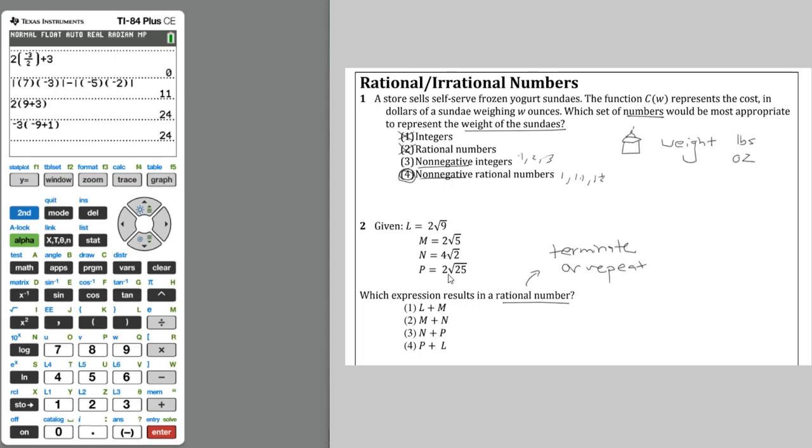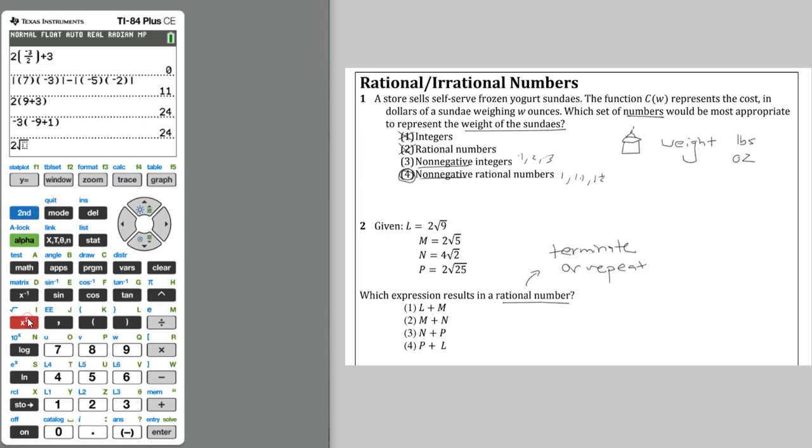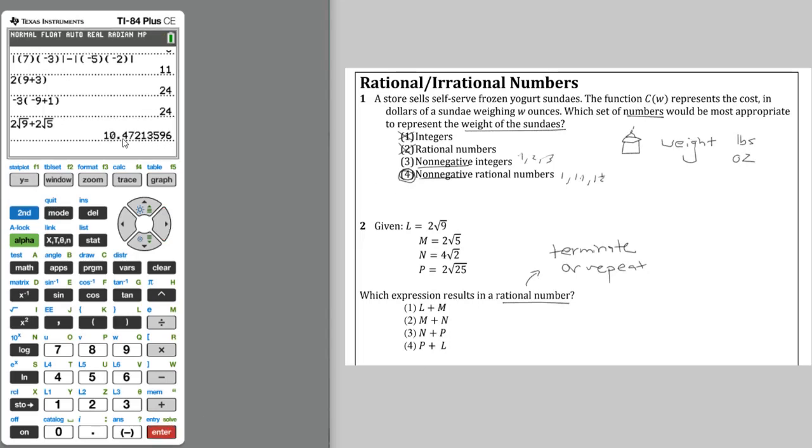So I'm going to type in each one very carefully. L plus M, where I see L. 2, square root is this blue button right here, so I have to hit second first. Again, if you're not sure on the buttons, please watch the calculator videos that I have shared. So this is the first one, and that looks like an irrational number. Does not look like it terminates, does not look like it repeats. So choice 1 is out.